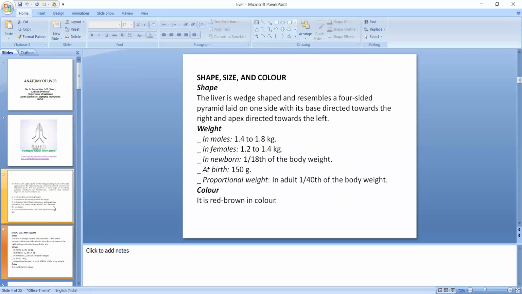The liver is wedge-shaped and resembles a four-sided pyramid laid on one side, with its base directed towards the right and apex directed towards the left. The weight in males is 1.4 to 1.8 kg, and in females it is slightly decreased, that is 1.2 to 1.4 kg. In a newborn, it is 1/18th of the body weight, at birth 150 grams, and the proportional weight in an adult is 1/14th of the body weight. In color, in a healthy body, it is red brown.